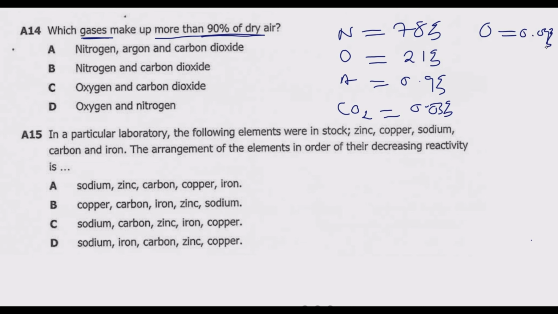So what you need to do is just add. If you say nitrogen, which is 78, plus argon, which is 0.9, plus carbon dioxide, which is 0.03, this cannot be 90%. B, nitrogen 78% plus 0.03%, it cannot add up to 90%. C, oxygen, which is 21% plus carbon dioxide, which is 0.03%, this is less than even 22%. So notice that oxygen, which is 21%, then add 78%, this gives us 99%. So basically D is the correct answer.